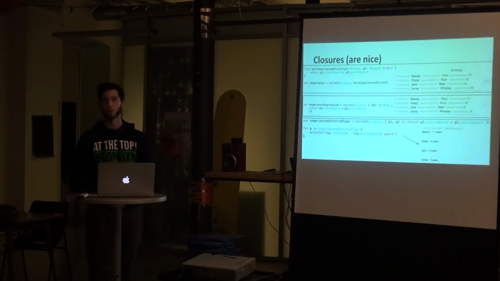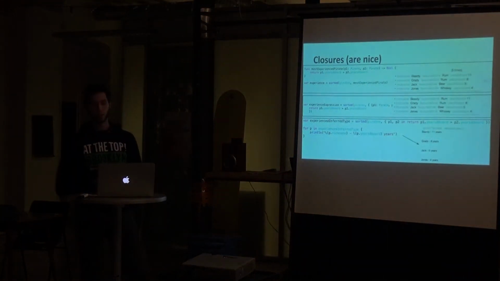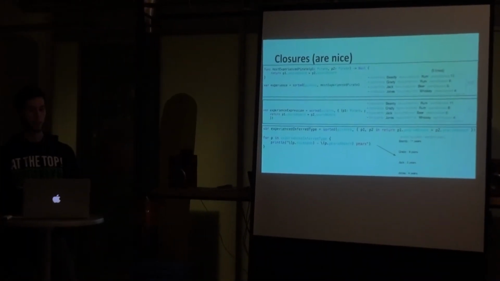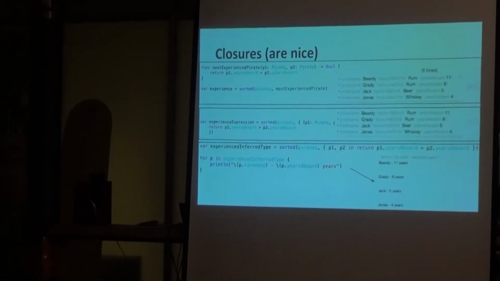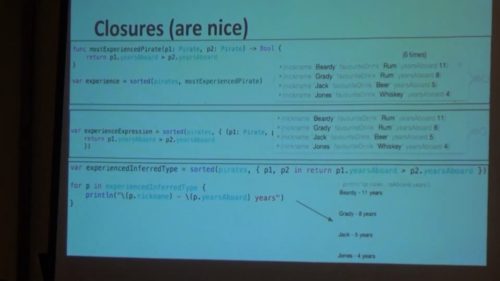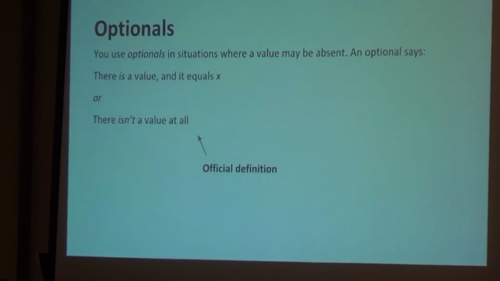Closures, yeah, we know closures from Ruby, and there are closures in Swift as well. These three sections basically show the same thing. We sort the pirates by their years aboard. In the first section, we write a simple function. In the second section, we move that function into the expression. And in the third part, we basically leave out all the types and use the inferred type expression. So this is it.